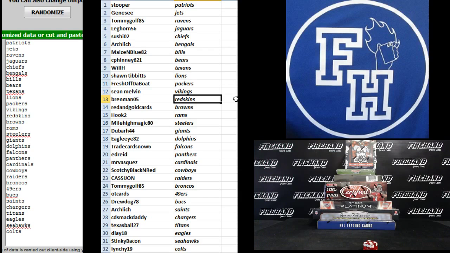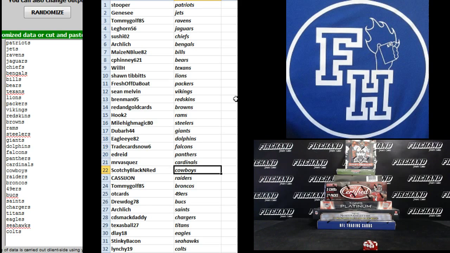Vikings. Brenman 05, Redskins. Red and Gold Cards, Browns. Hook 2, Rams. Mile High Magic 80, Steelers. Dubarf H44, Giants. Eagle Eye 82, Dolphins. Trade Cards Now 6, the Falcons. Ed Reed, Panthers. Mr.